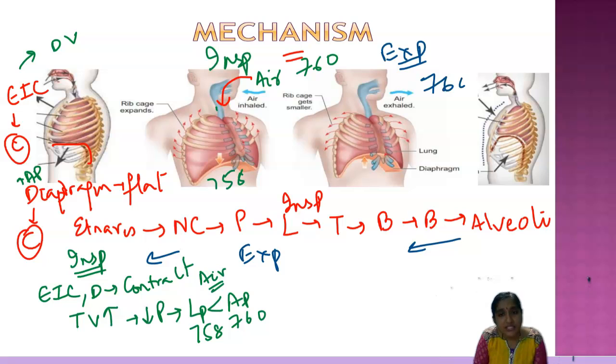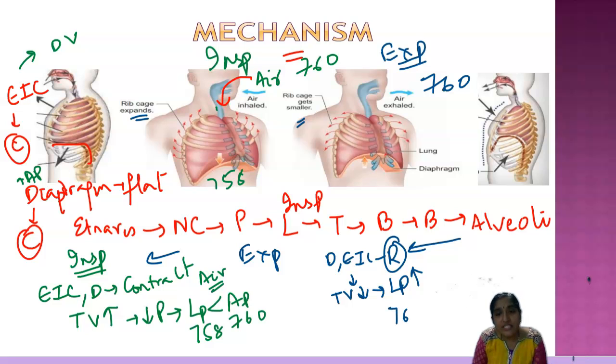And what is happening during expiration? The atmospheric pressure is 760, and because the diaphragm and the external intercostal muscles relax, the thoracic volume is decreasing. Your ribcage expands during inspiration and becomes smaller during expiration. The pressure inside the lungs increases to roughly 762. Air moves from high pressure to low pressure, so air moves out of the lungs into the atmosphere. This is the process of inspiration and expiration.